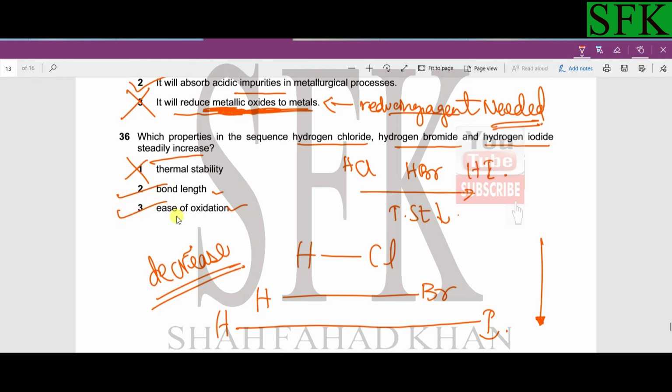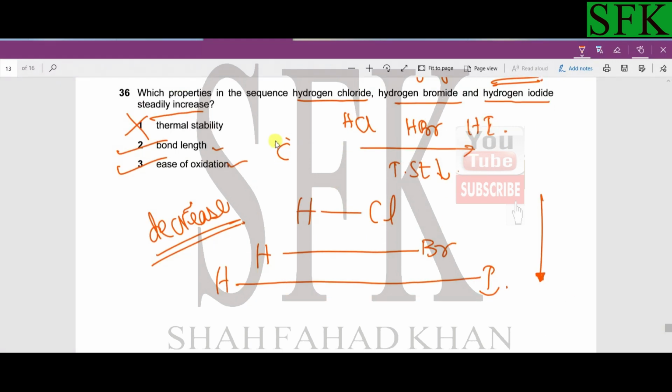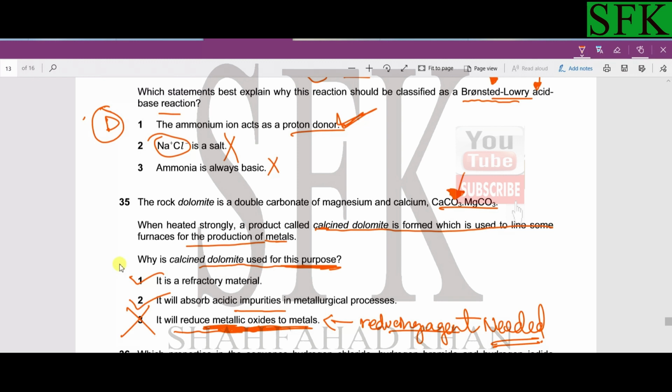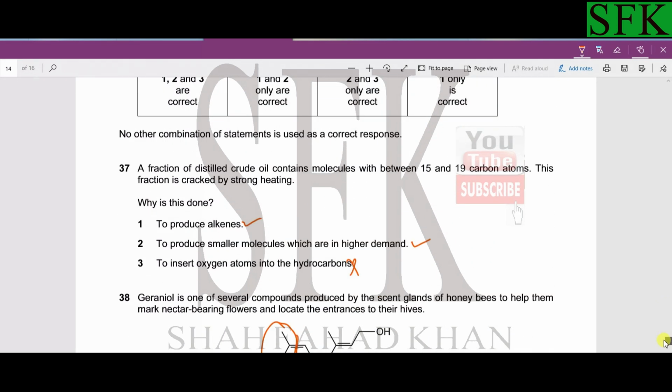So if one is wrong, both of the other two are correct, because 2 and 3 is the correct option that we have. C is the correct option over here. And in the previous case, as I told you, 1 and 2 were correct, so B was the correct option. Then moving on to the next part, 37.